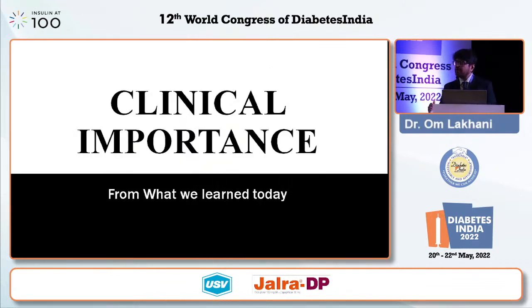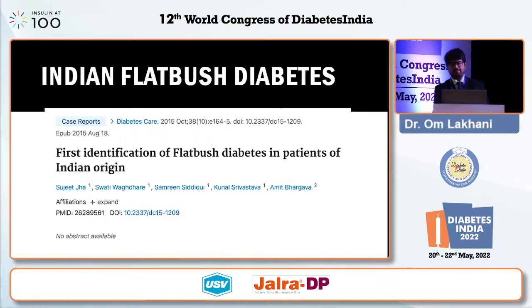So what is the clinical importance of what we have learned today? A few things. One is we have all seen this variant of Indian diabetes patient known as the Indian Flatbush variant. Dr. Sujit Jha unfortunately passed away a few weeks back.